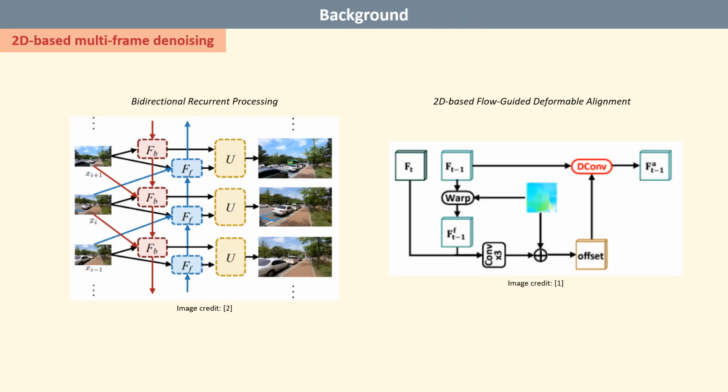The current state-of-the-art in multi-frame denoising relies on two main components: bidirectional recurrent processing and 2D-based flow-guided deformable alignment. It is computationally efficient and works on casual videos with object and camera motion, but it suffers from a lack of 3D consistency across frames, especially at high noise levels.